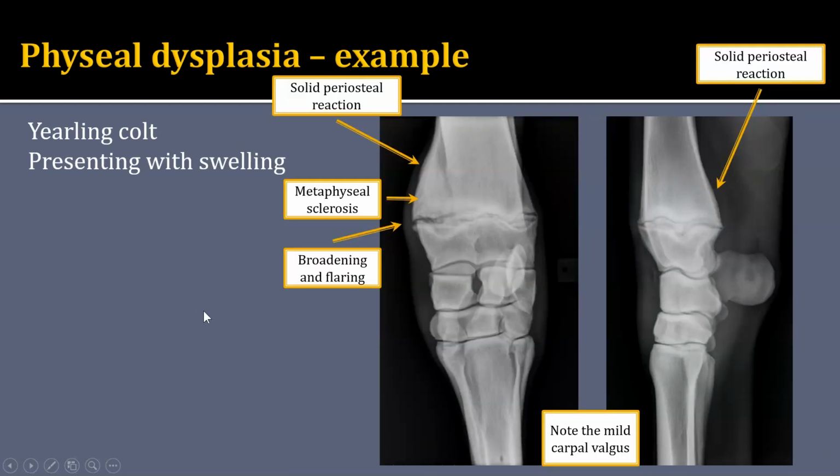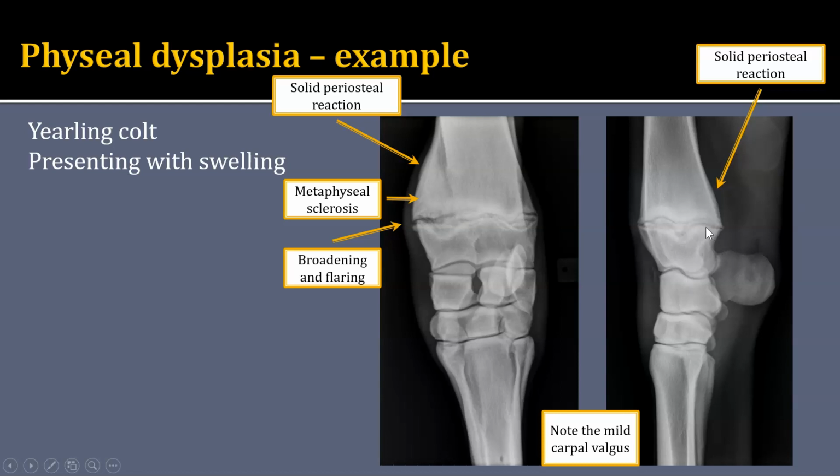Here's a yearling colt who presents with swelling at the medial side of the carpus. And on the radiographs, particularly the DP view of the carpus, we can see that that swelling is really this kind of osseous enlargement, which is a smooth periosteal reaction as well as broadening and flaring of this metaphysis that also is sclerotic. The epiphysis also has some periosteal reaction, and we can see that this physis is widened here compared to the lateral side, and this is, again, physeal dysplasia.